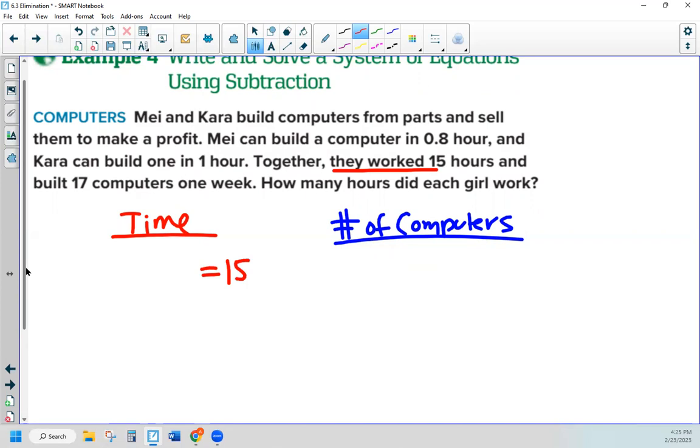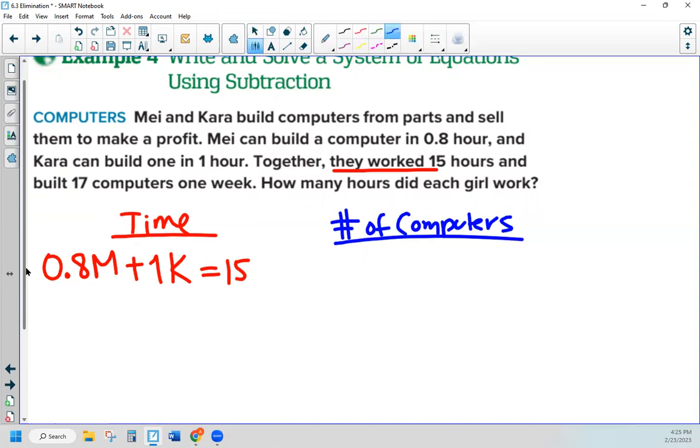Now, how much was May? Well, this right here pertains to May, in time. Plus, how many can Kara make? Kara does 1 every hour. So 0.8 for May every hour and 1 for Kara every hour makes a total of 15 hours. That equation right there has to do with time.